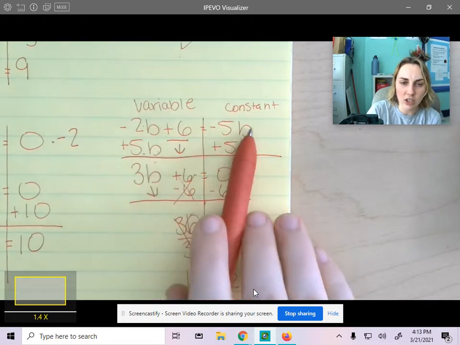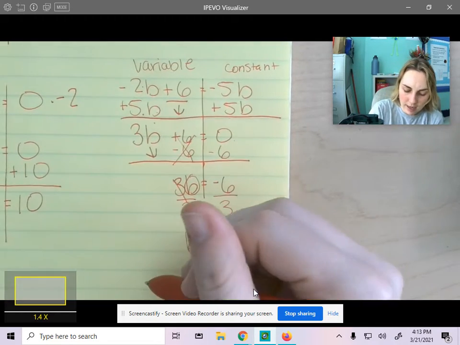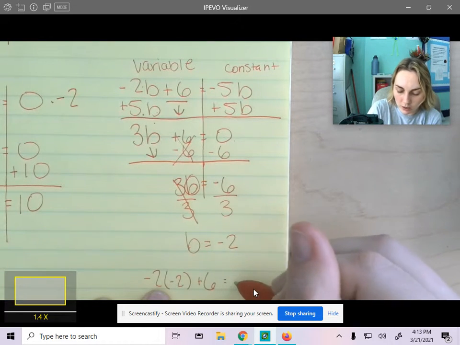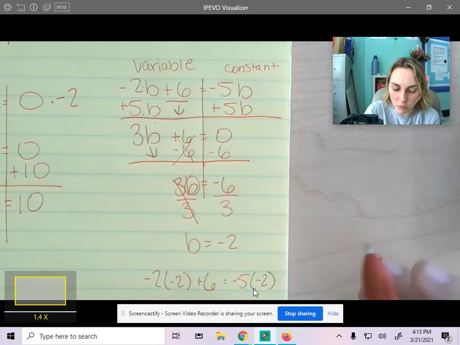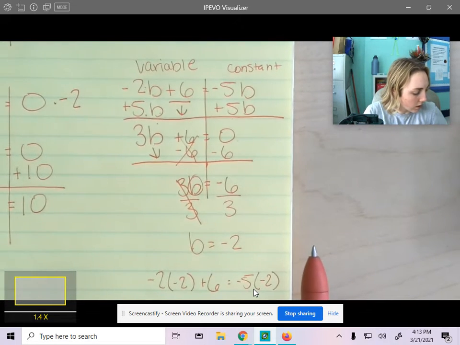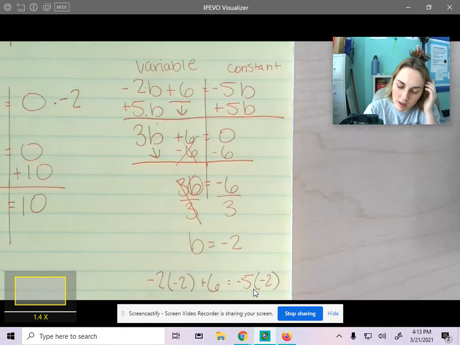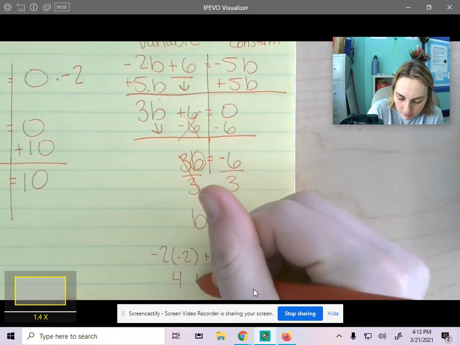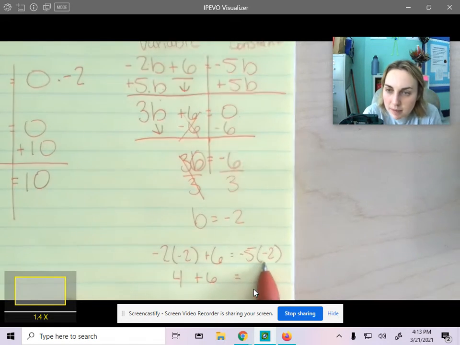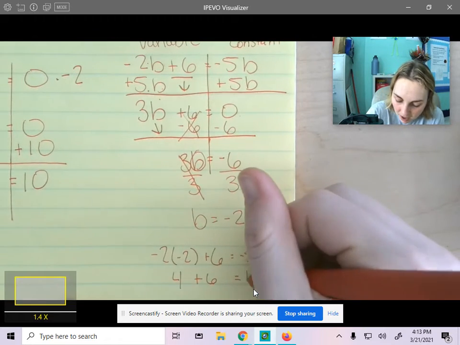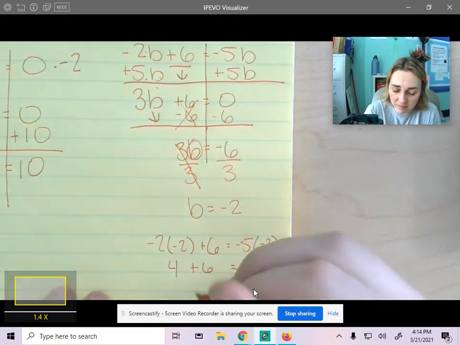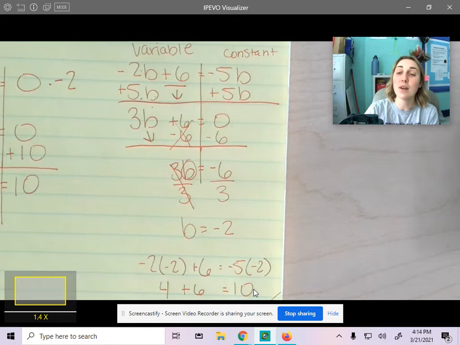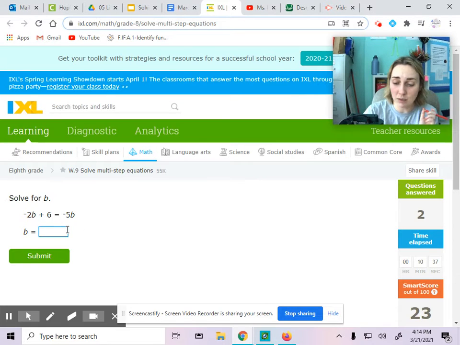So I'm going to plug this into here just to make sure that I'm correct. So let's see. Negative 2 times negative 2, I'm going to plug that in, plus 6. That's equal to -5, and I'm going to plug in that -2 in there as well. Wait a second. Let me just check something real quick. Yeah, okay. So -2 times -2, well, that's going to give me a +4. I'm going to bring down that +6. -5 times -2 is going to give me a positive as well. It's going to give me a +10. All right, so 4 plus 6, that's equal to 10. So 10 is equal to 10, so that means we are correct. So b is equal to -2.